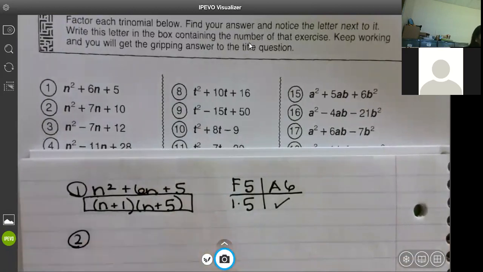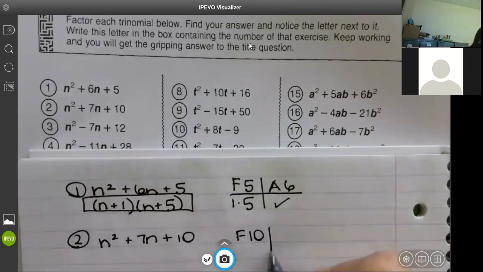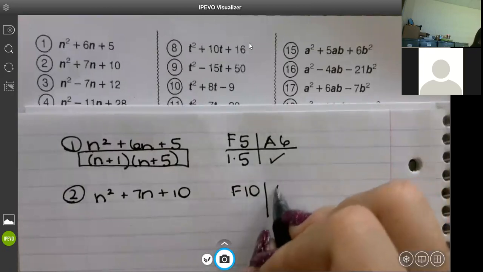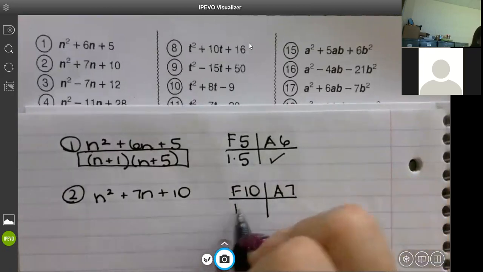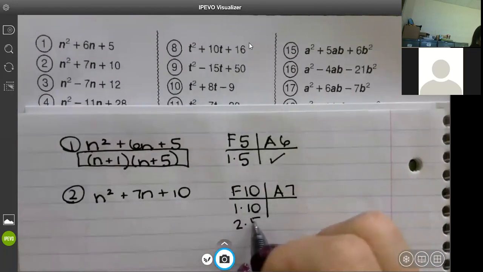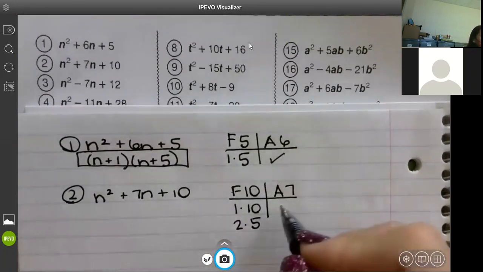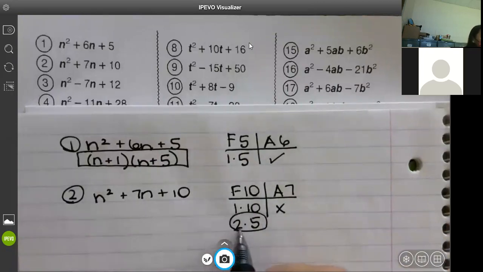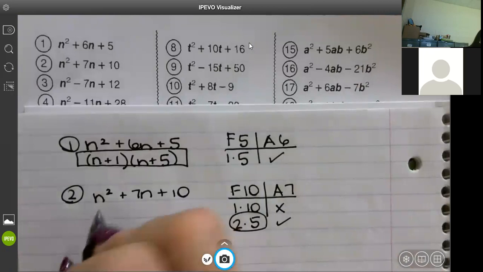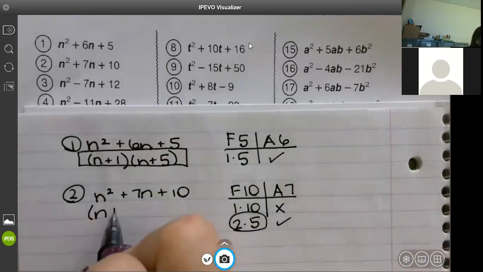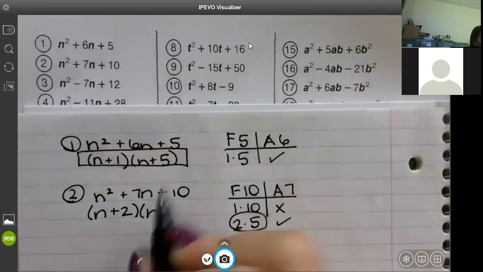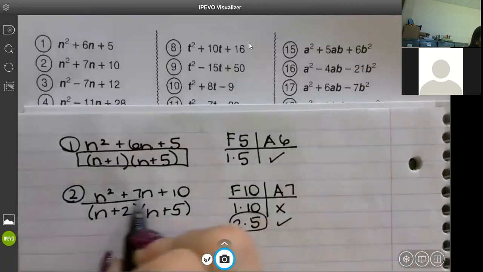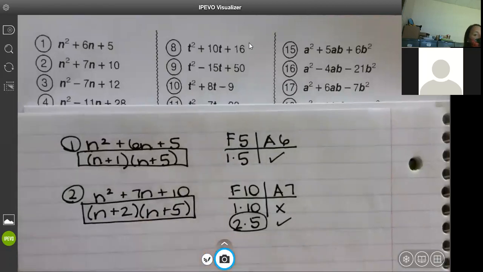If we look at number 2, we have n squared plus 7n plus 10. We need factors of the last, so factors of positive 10 that add to the middle, which is 7. Your factors of 10 are 1 and 10 and 2 and 5. 1 and 10 does not add to 7, but 2 and 5 do. So we write our variable, and we had a positive 2 as a factor, our variable, and a positive 5 as a factor. So as long as you know your multiplication tables, this one should be fairly easy.